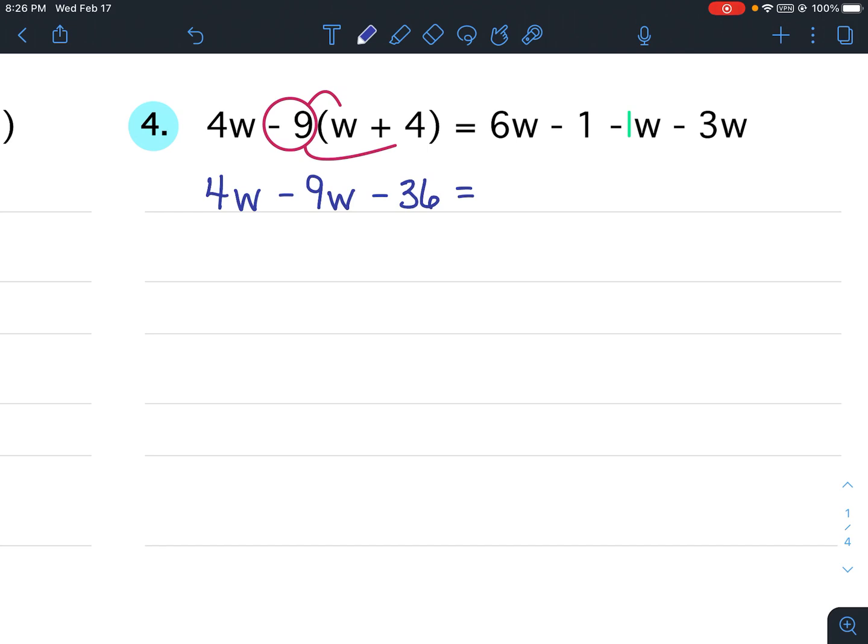Now I'm just going to bring everything down. So I'm going to bring down the 6w minus 1. I went ahead and put a 1 in front of the w, so I have the coefficient of -1. -1w minus 3w.